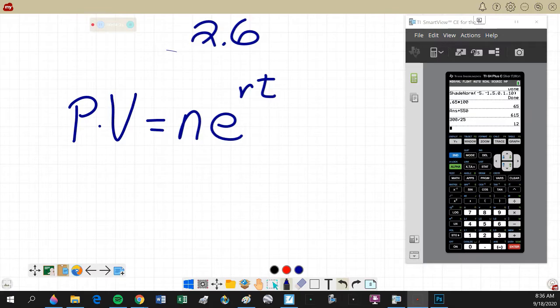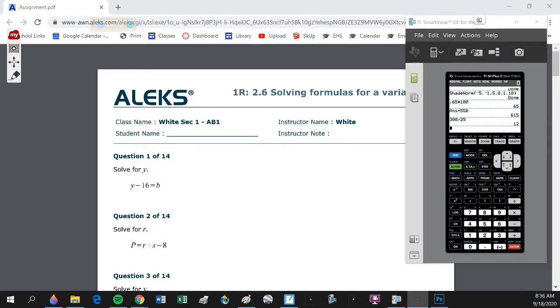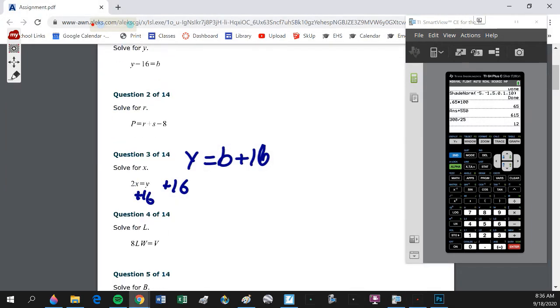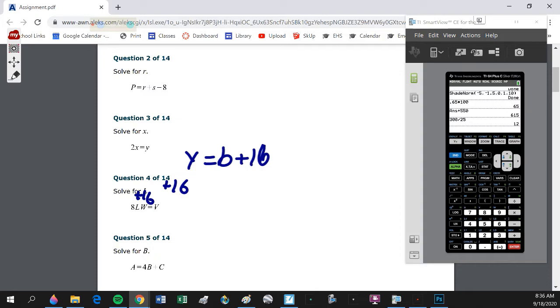So your assignment today is going to look like this. So the first one, y minus 16 is equal to b. If I want to solve for y, I just add 16. And I get y equals b plus 16. Okay. Number 2, you're going to subtract s and add 8.